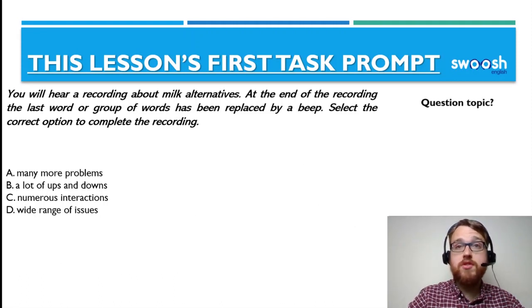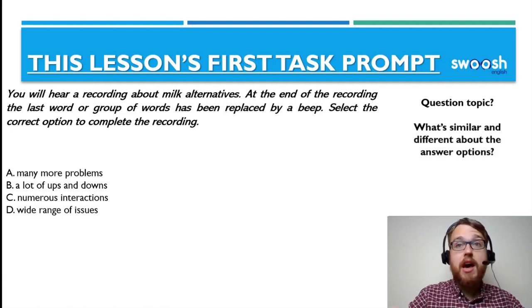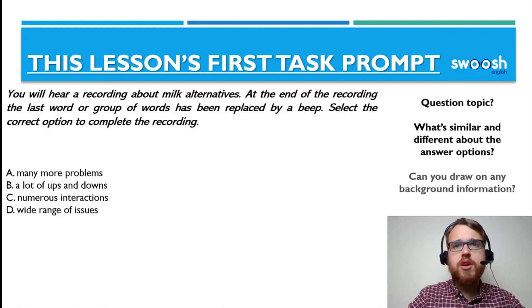So the first thing I want you to do is have a look at the question prompt. Can you identify the question topic within that prompt? Quickly skim, quickly scan. Once you've found it, let's move on. Also, have a look now at the answer options. Is there anything similar or different about the answer options? Are they similar in terms of their meaning and understanding? What about the words? What about the grammar? Is there anything that you notice is similar or different with these answer options? And also, can you draw on any background information regarding that question topic or any information with the answer options?